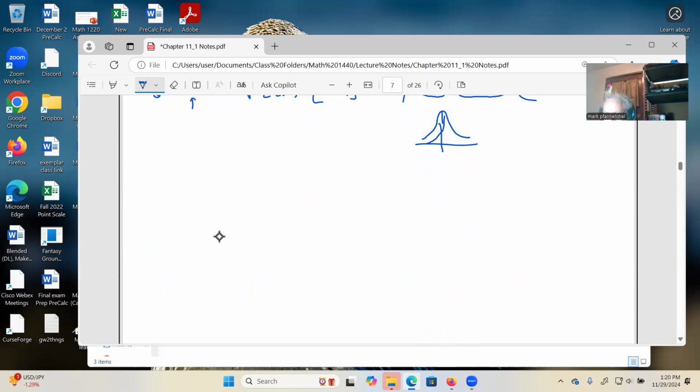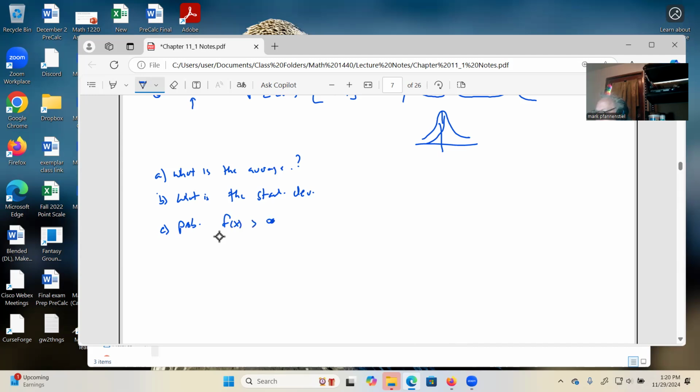Okay. So for any distribution that I give you, I could ask you, what's the average? What is the standard deviation? Those are probably going to be the two most common questions I will ask. Okay, there's other questions though. We can say, what's the probability that the distribution is greater than the average? Okay, we can ask, what's the probability that a function is greater than its average?